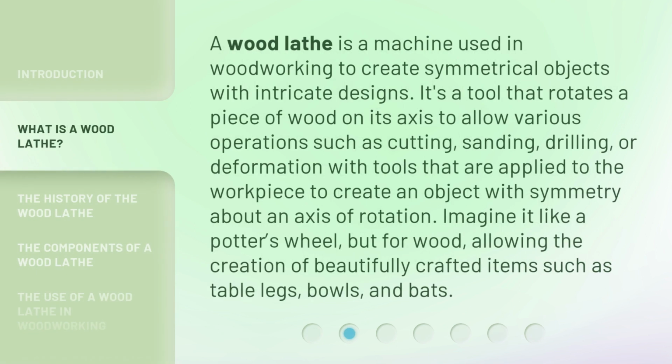A wood lathe is a machine used in woodworking to create symmetrical objects with intricate designs. It's a tool that rotates a piece of wood on its axis to allow various operations such as cutting, sanding, drilling, or deformation with tools that are applied to the workpiece to create an object with symmetry about an axis of rotation. Imagine it like a potter's wheel, but for wood, allowing the creation of beautifully crafted items such as table legs, bowls, and bats.